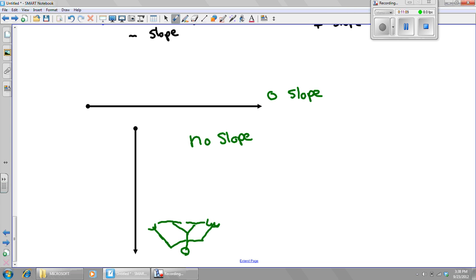And that's it. That's slope in a nutshell when you're given a graphed line. I'm going to wrap up the video now because I don't want it to get too long.